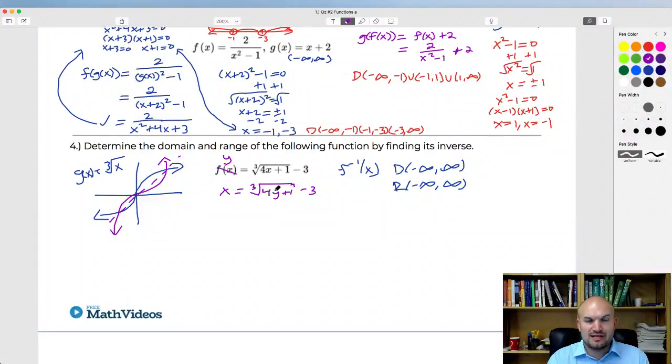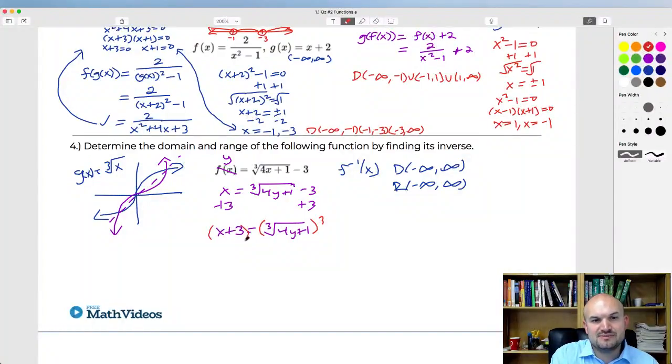So what I need to do is apply my inverse operations to isolate the cube root. The first thing I'm going to do is add a 3 to both sides. So I have x plus 3 equals the cube root of 4y plus 1. Now that I have the cube root isolated, I can get rid of it, and the inverse operation of the cube root would be to cube.